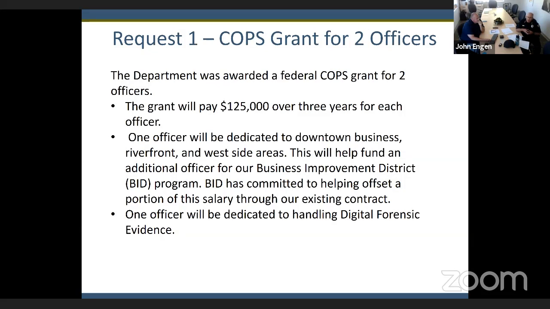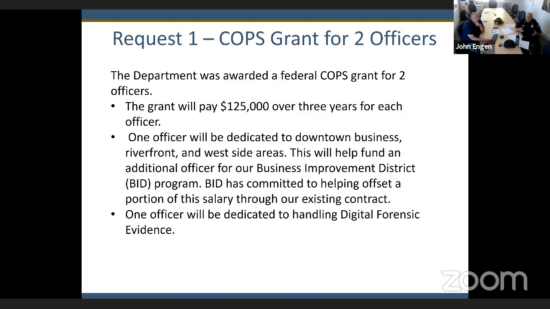In today's world, there's a lot of information associated with the investigation that comes from cell phones, digital pads, notebooks, computers. There's information in vehicles and that type of thing. So we have to be able to, after we secure proper warrants based on probable cause, be able to download and get the information we need from those devices. So this officer is part of ancillary duties, does that work?